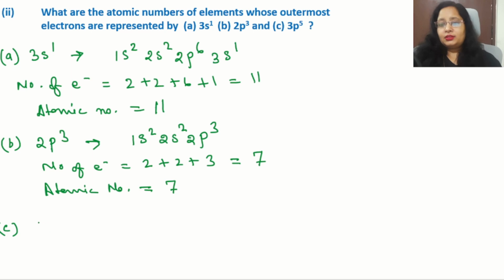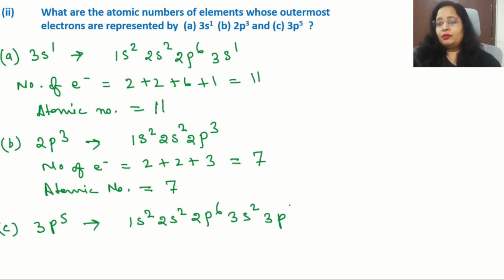It is 3p5. Now writing the configuration: 1s2, 2s2, 2p6, 3s2 and then 3p5.